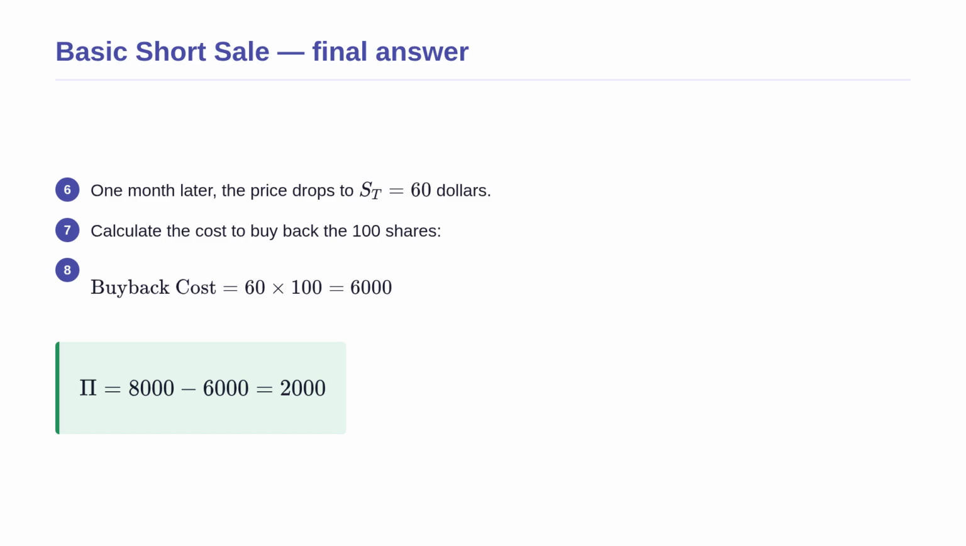Continuing with our example, let us see what happens a month later. The stock price drops to $60 per share, exactly as the investor hoped. To cover the short, they must buy back the 100 shares at this new price. Multiplying 60 by 100 gives a buyback cost of $6,000. Finally, we subtract this cost from our initial revenue of $8,000. The result is a pure profit of $2,000. The investor successfully predicted the drop and profited without ever originally owning the asset.